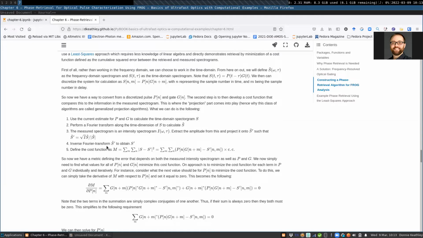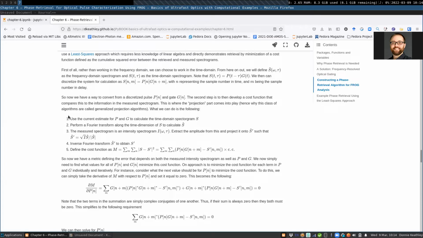Now we can take that back to time with an inverse Fourier transform, and we get this new S prime. Then we define a cost function, which calculates how much squared error there is between our S and our S prime. S is just the current pulse and gate, minus S prime. Remember, this S prime has our intensity spectrogram encoded into it. So when this error is 0, it means that our current P and G are accurate in their description of S. It's self-consistent, so you want M to be as close to 0 as possible.